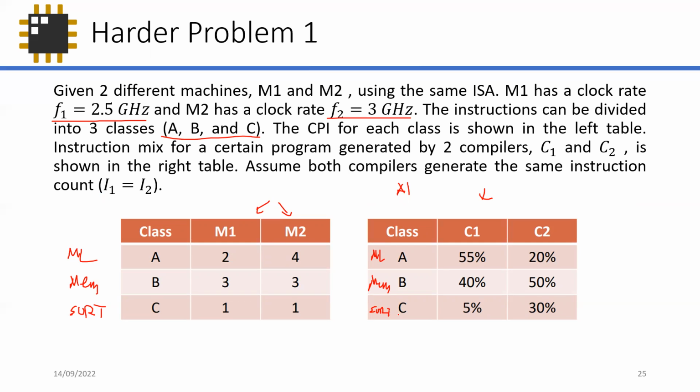So please don't be confused that compiler one does not mean it belongs to machine one. These are independent of each other, because compilers are software things, machines are hardware things. That means I can run the set of instructions that compiler one spits out on machine one or machine two. That's the idea of it.